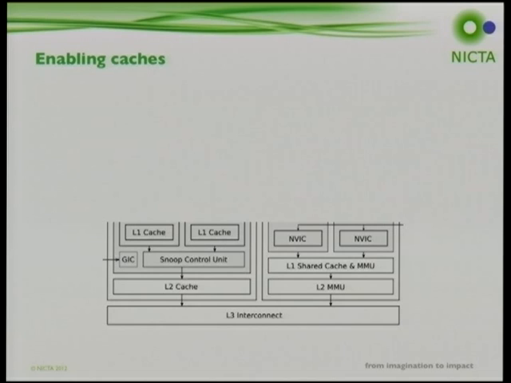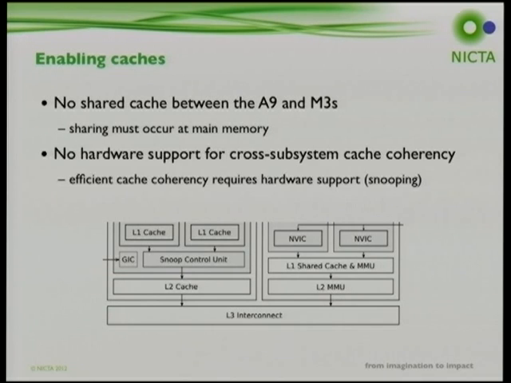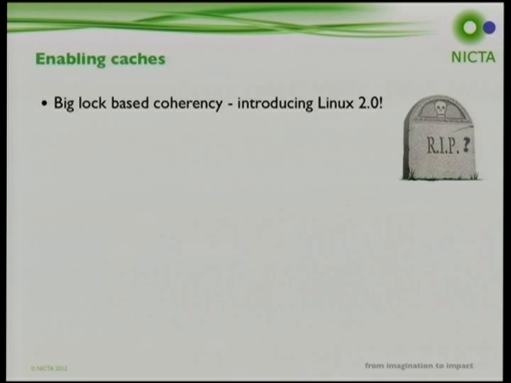So in our system, the A9 subsystem is all nice and cache coherent. It has a snoop control unit to keep its local caches coherent. The M3 has a shared cache, so it's all good. However, as soon as we try to do anything between the two, we run into cache coherency problems. First of all, there's no shared cache, so we have to do all our sharing at main memory, and there's no hardware support for any cache coherency. So this must all be done in software. So we implemented a big kernel lock. I know we just got rid of the one in Linux finally, but it's an easy way to implement this cache coherency.